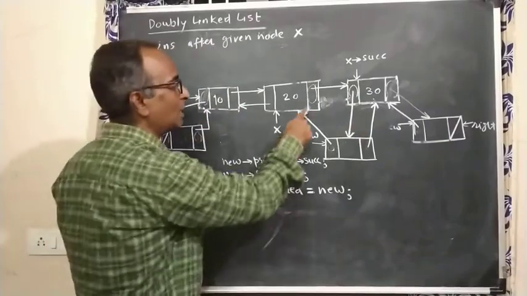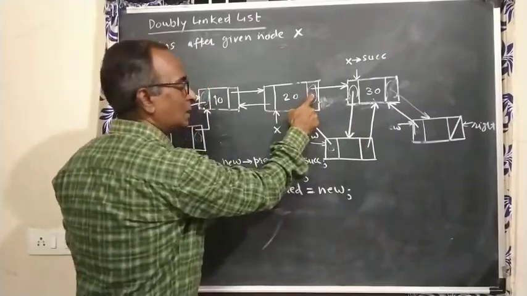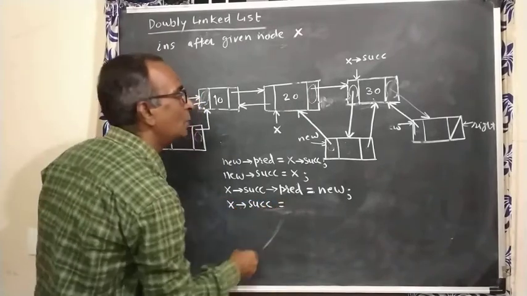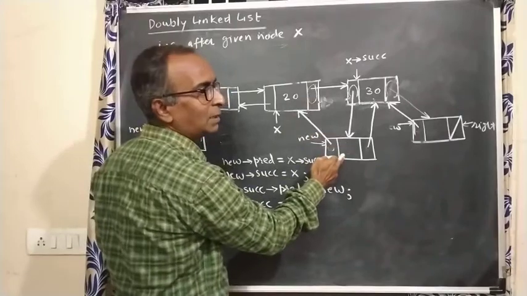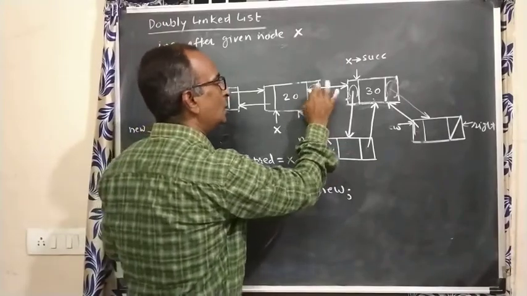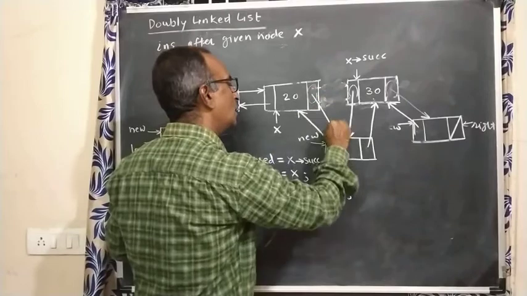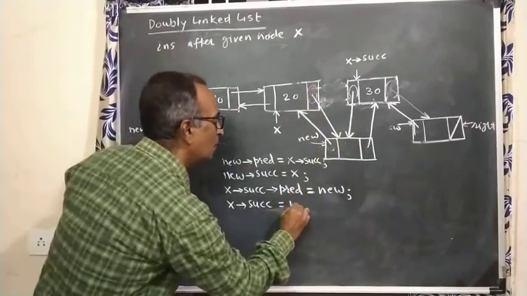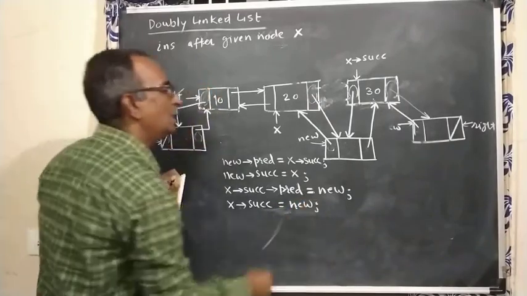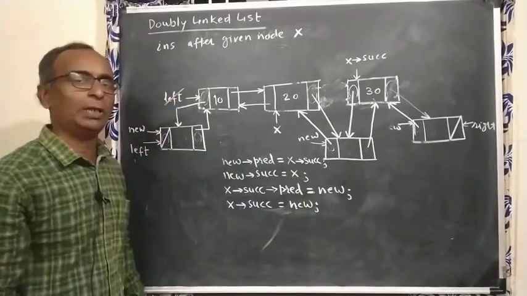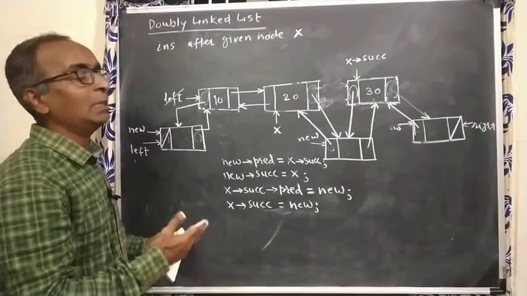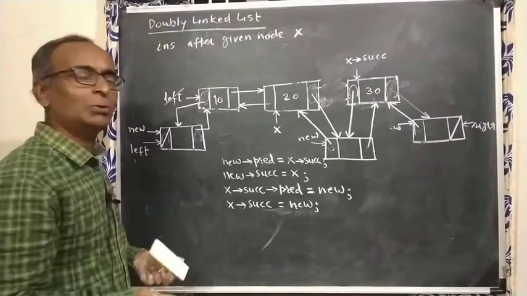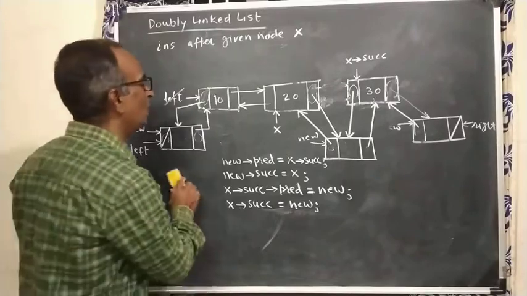Now which pointer do we have to set last? X's successor you have to set. X's successor, where should it point? It should point to its successor after insertion. So this should point to this now. What is this node's address? It is in new. So new is given to this field. That's it. This way you can adjust 4 pointers whenever you are inserting after the given node. In a similar way, before the given node also, you can adjust the pointers the same way.